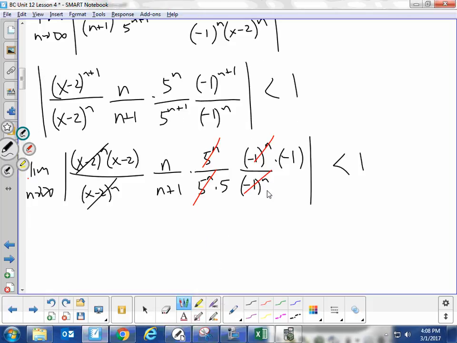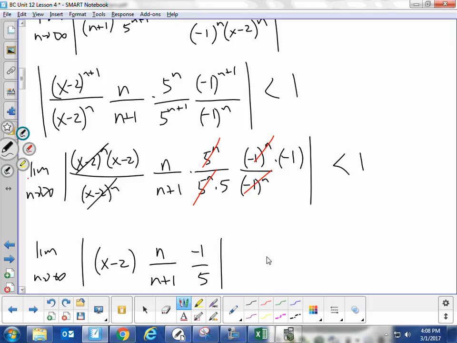All right, so what do we have left? We got a lot of stuff here. And this is what happens when you're doing these problems. We end up with the limit as n approaches infinity. I'm just going to rewrite it so we can see it clearly. Absolute value, we got an x minus 2. We got n over n plus 1. Then we end up with a negative 1/5.